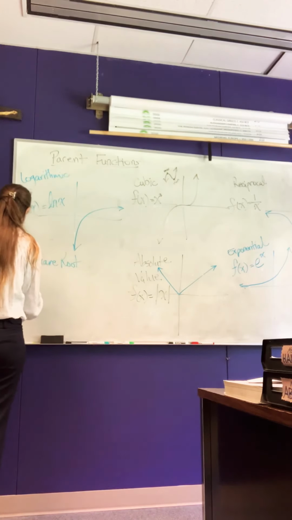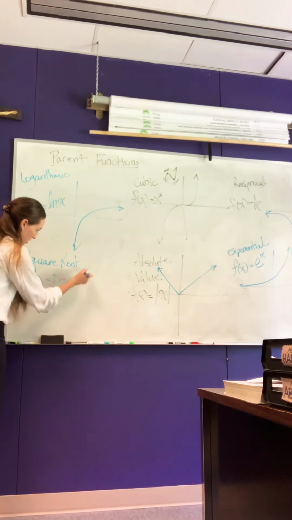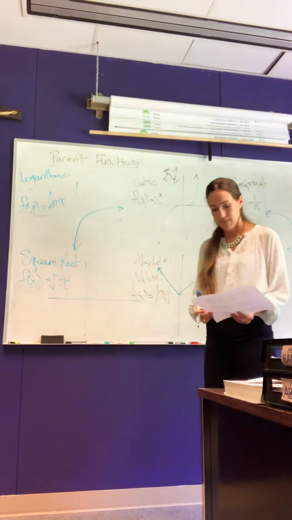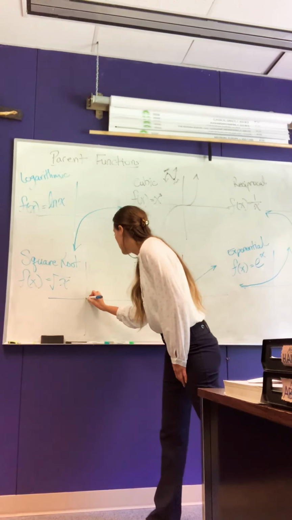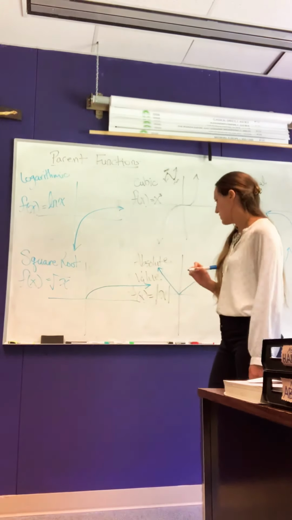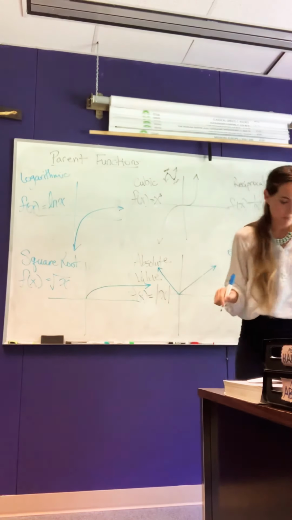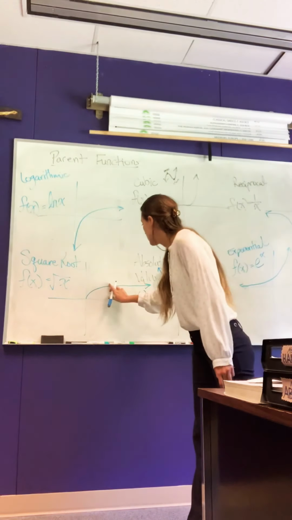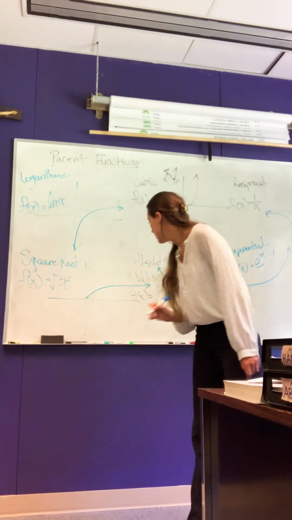Next, we have the square root. Square root parent function: f of x equals the square root of x. And this goes like that. Square root function curves and then goes pretty straight. Maybe I made that too drastic, but just curve and go straight.